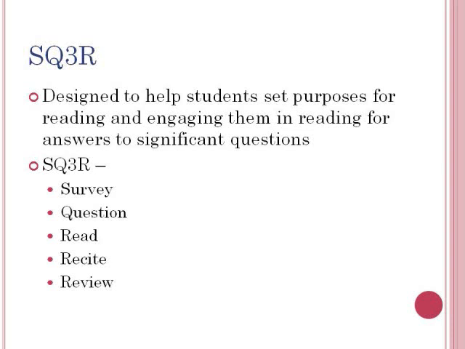SQ3R is designed to help students set purposes for reading and engage them in reading for answers to significant questions. It stands for Survey, Question, Read, Recite, and Review. Here is what students do in each of the steps. Survey. Look over the text. Pay attention to headings and subheads. Question. Ask questions such as, what do I know about this? What is the main idea? Read. Look for answers to questions. Slow down at hard parts. Recite. Say aloud what you've read. Take notes in your own words. Review. Look at your notes. Answer questions at the end of the reading.